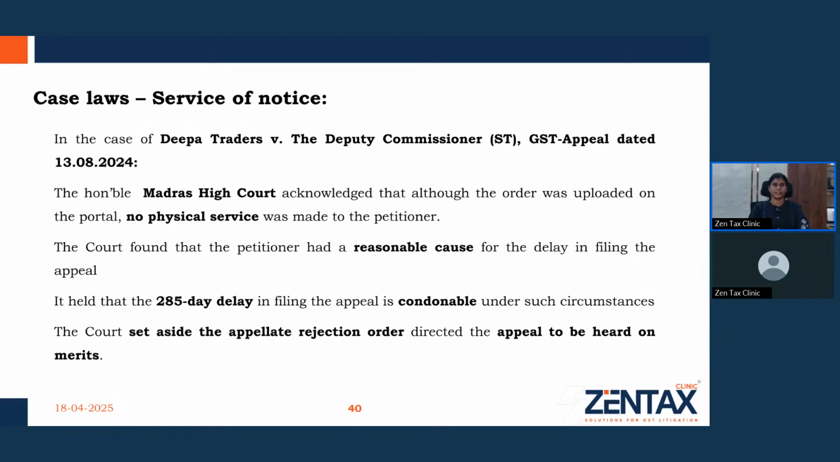Here, the Honorable Madras High Court has acknowledged that even though the order was uploaded on the portal, no physical service was made to the petitioner. Hence, the court has decided that it is a reasonable cause for the delay in filing the appeal. So the delay of 285 days is condonable, and the court has set aside the appellate rejection order and directed that the appeal has to be heard on merits.